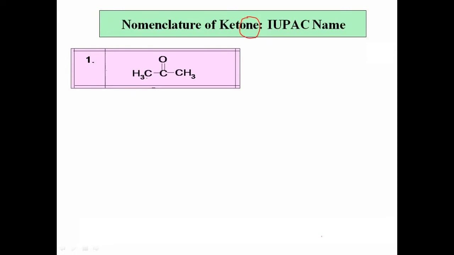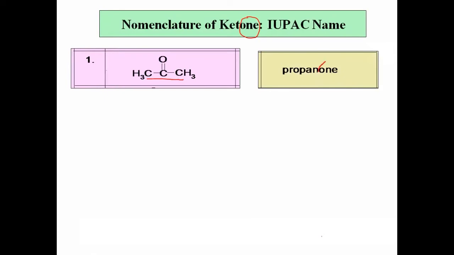Okay, this is the longest continuous carbon chain having the carbonyl group. How many carbons are there? It has 3 carbon atoms, means the parent alkane is propane. Now we are replacing the last E from the parent alkane by ONE. Then it becomes propanone. This is the IUPAC name of the first member.